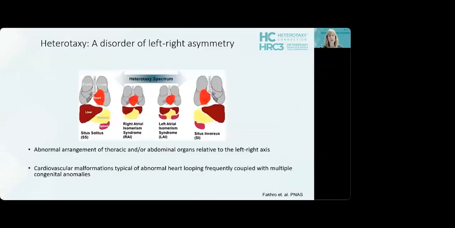So of course, heterotaxy is fundamentally a disorder of left-right asymmetry. And so we see abnormal arrangement of thoracic or abdominal organs relative to the left-right axis. And then also typically cardiovascular malformations that would be consistent with abnormal heart looping during development. And those are frequently coupled with multiple congenital anomalies. So in the picture here, you see situs solitus on one end of the spectrum and situs inversus on the other end of the spectrum. And then, of course, you can get multiple different arrangements of the visceral organs during this left-right patterning process.